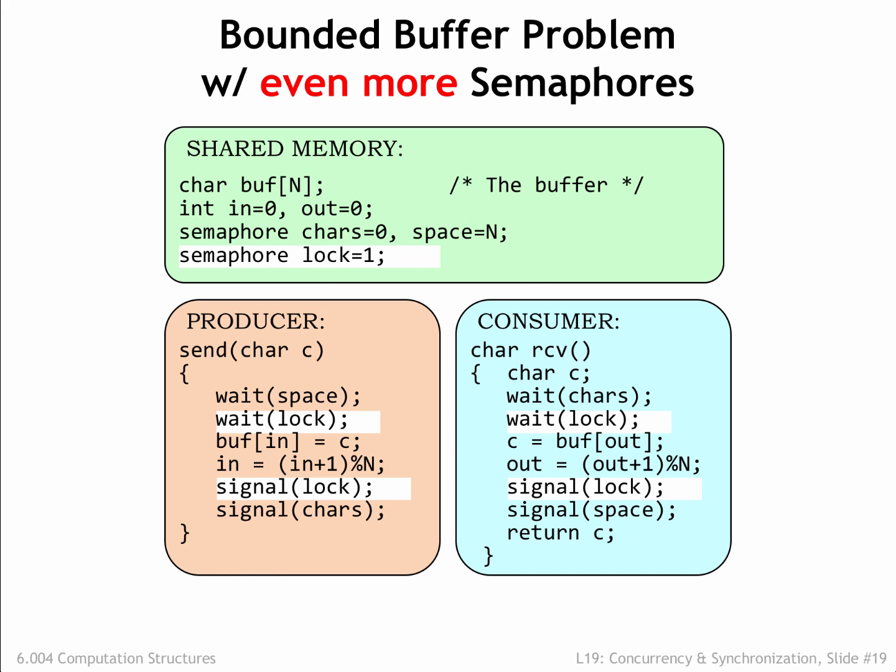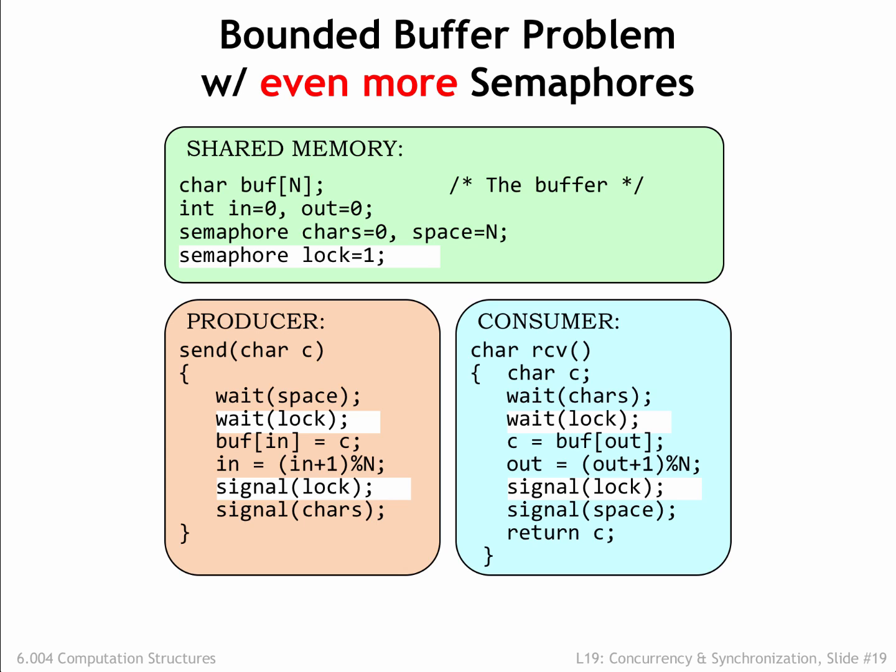Here we've added a third semaphore, called lock, to implement the necessary mutual exclusion constraint for the critical section of code that inserts characters into the FIFO buffer. With this modification, the system will now work correctly when there are multiple producer processes. There's a similar issue with multiple consumers, so we've used the same lock to protect the critical section for reading from the buffer in the receive code.